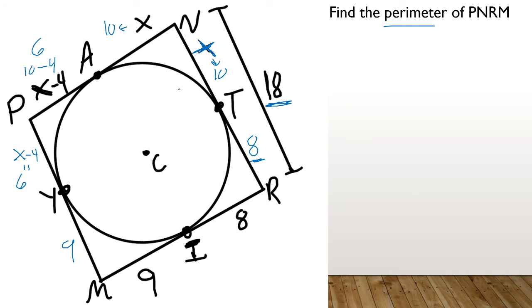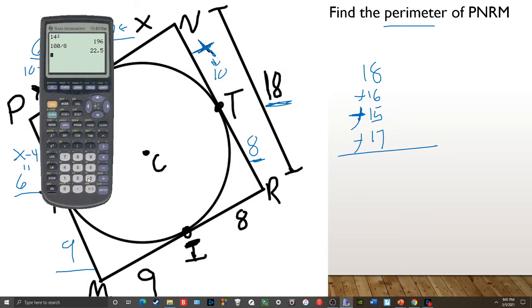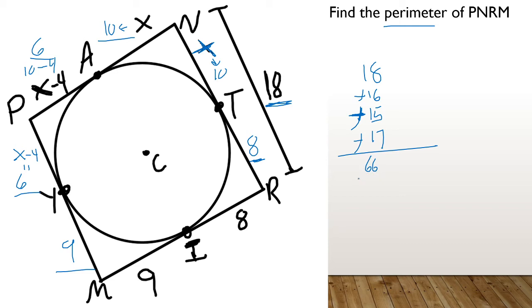So we have 18 plus 10 plus 6, which would be 16, plus 6 plus 9, which would give you 15, plus 9 plus 8, which would give you 17. And so you'd add up those pieces together there, just to make sure I don't mess up in my head here. So 18 plus 16 plus 15 plus 17, and you end up with 66. So that would be the perimeter of the shape there, 66 units.